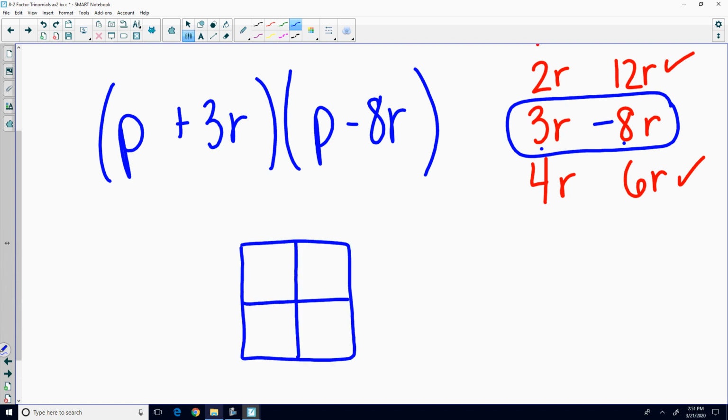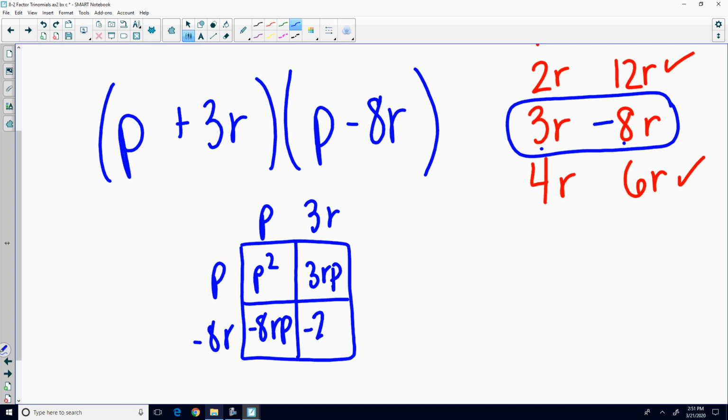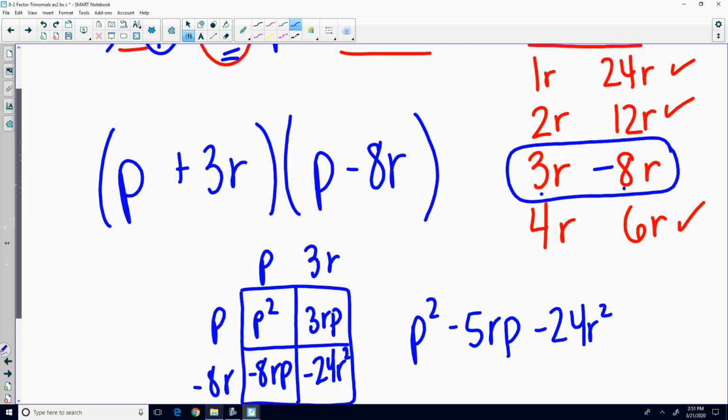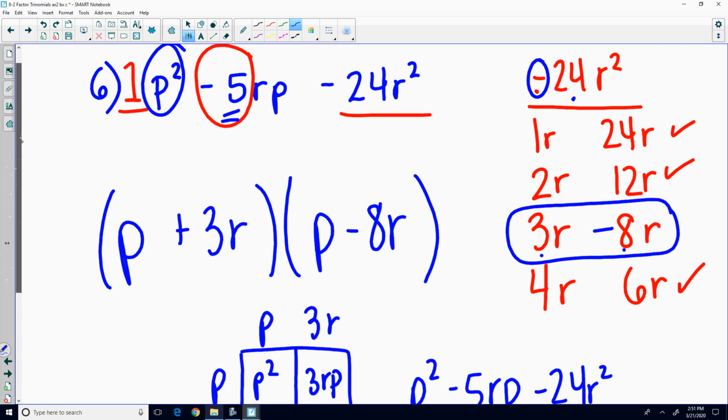Let's do the box method. So I have p and 3r, and p and negative 8r. So I get p squared, and I get 3rp, and I get negative 8rp, and I get negative 24. R times r is r squared. So my final answer would have been p squared minus 5rp minus 24r squared. Let's just go back and double check because I'm off the screen now. 5rp in the middle, negative 24r squared. Yep, we totally got it.